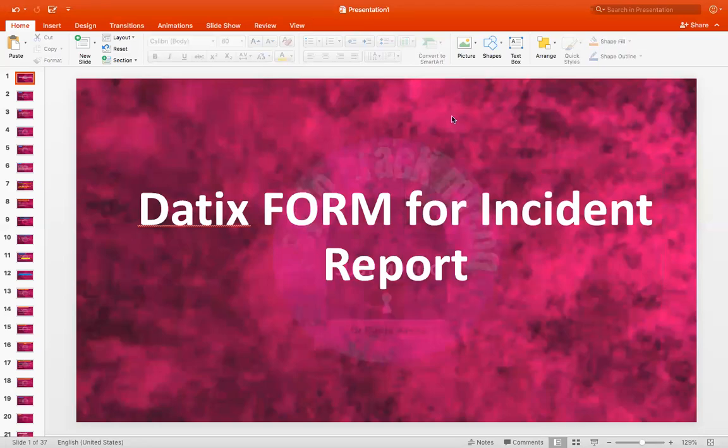So today we are going to discuss Datix form for incident report. Whenever there is SPT, you can say raising the concern, raising the issue, or filing the incident report. But whenever there is SD, always say Datix form for incident report.